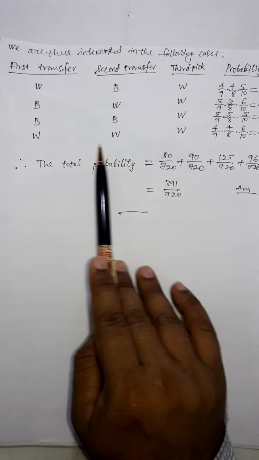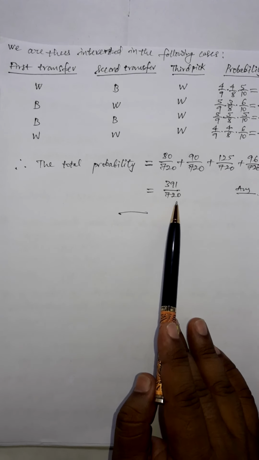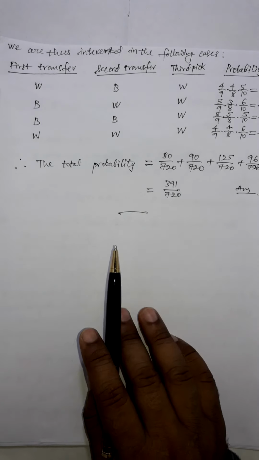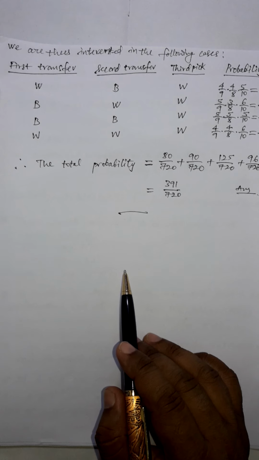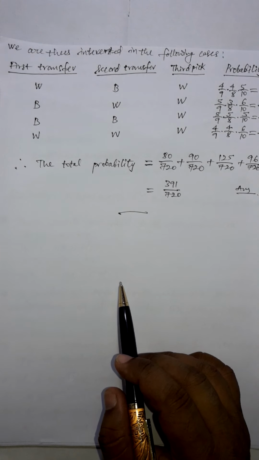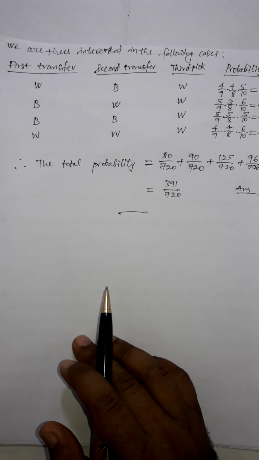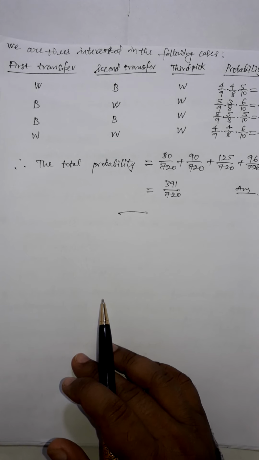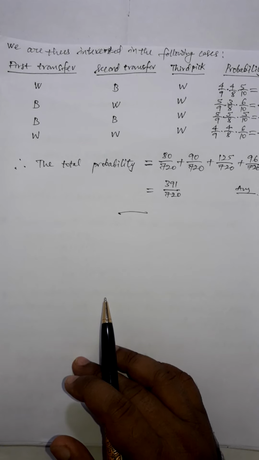Similarly, for all these cases you can calculate the probabilities and you can get the total probability, which will be 391 by 720. So friends, in this way you can apply the advanced formula of conditional probability, that is multiplication rule, which is applied for the intersection of more than one event together. Hope you will understand this topic and you will apply the multiplication rule because it is a very useful rule for the calculation of common probabilities. Okay friends, thank you for watching.